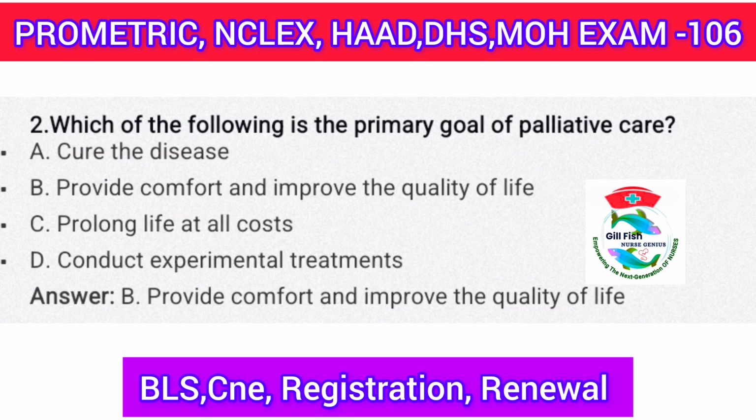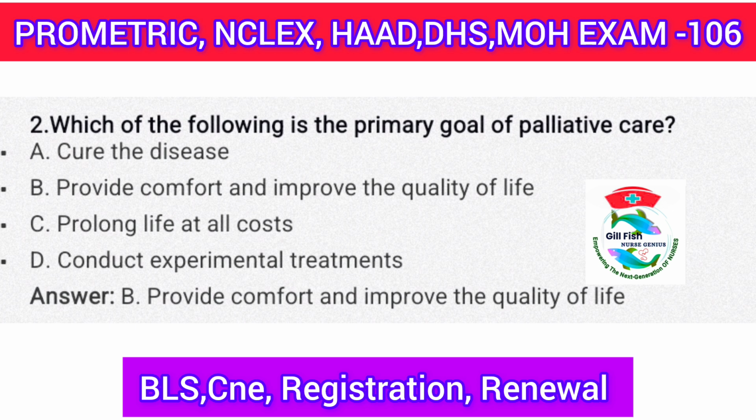Next question. Which of the following is the primary goal of palliative care? Option A, cure the disease. Option B, provide comfort and improve the quality of life. Option C, prolong life at all cost. Option D, conduct experimental treatment.